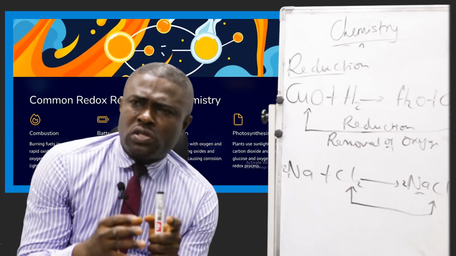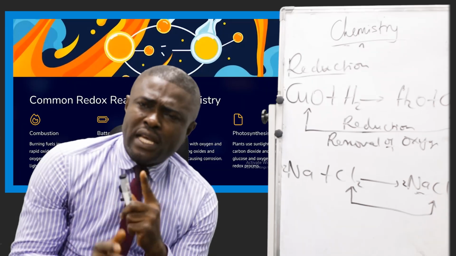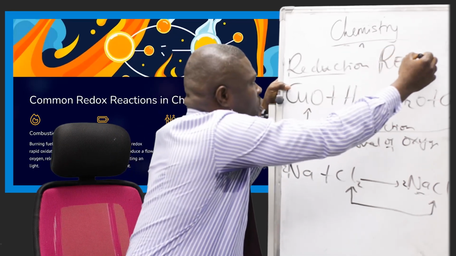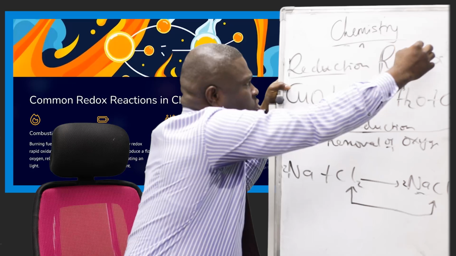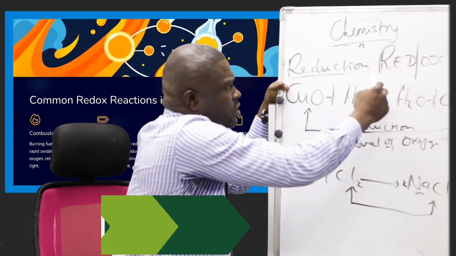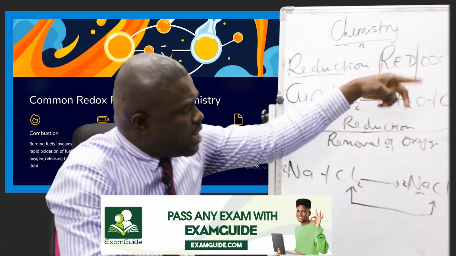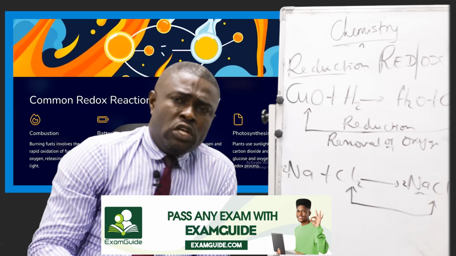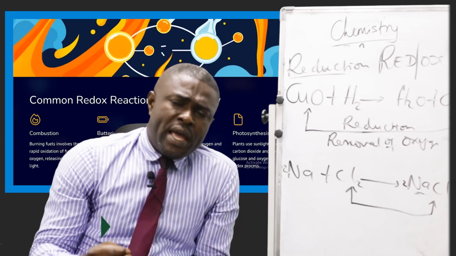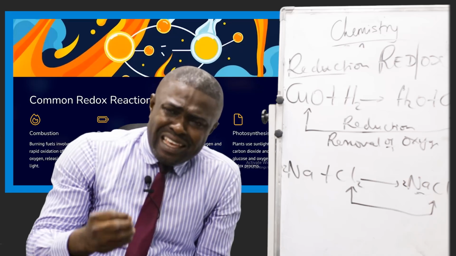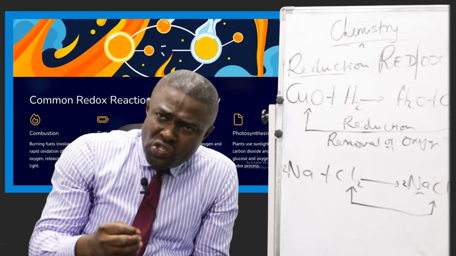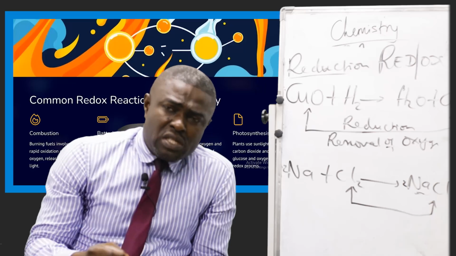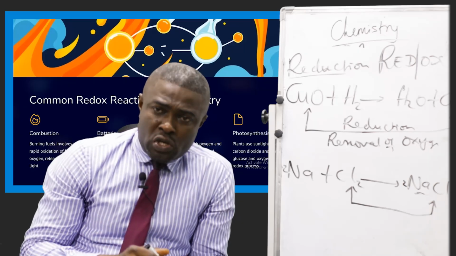Now, that will take us to a better definition of the topic we are dealing with today, called redox reaction. When I started, I wrote redox, R-E-D-O-X, and I divided it into two. I said RED means reduction, OX means oxidation, but both of them are together. So any equation or reaction showing oxidation and reduction taking place simultaneously, at the same time, is called a redox reaction.